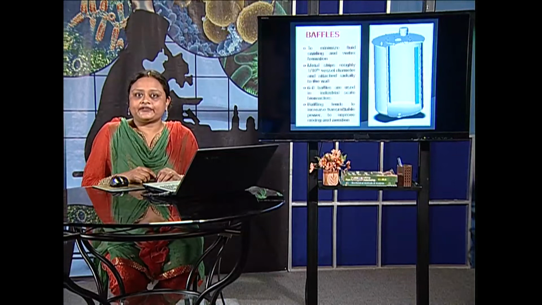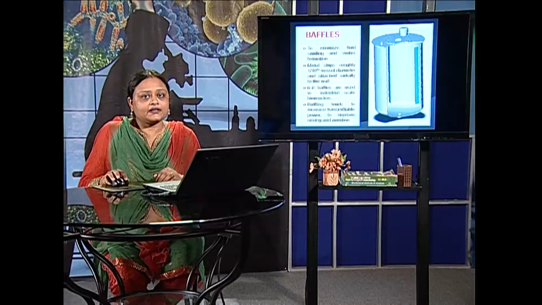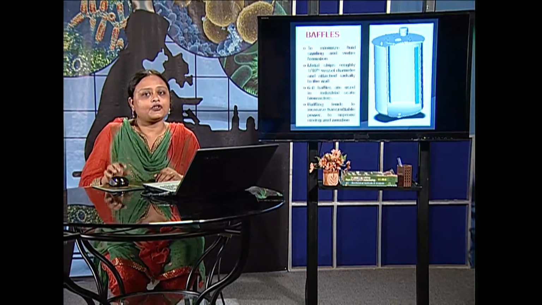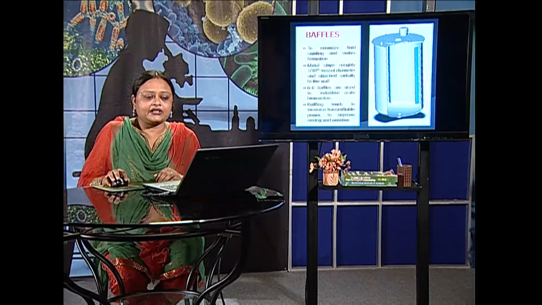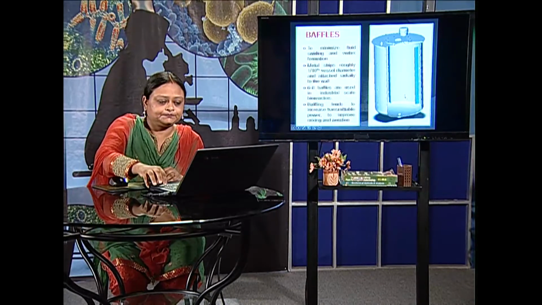Then we move on to baffles, and if you can see here, these are thin metal strips which are attached to the walls of the bioreactor. There may be 6 to 8 baffles in a cylindrical kind of bioreactor, and they are generally used to prevent vortexing. What is this vortex? If a medium is continuously agitated, then there will be the formation of a V or a vortex that can be eliminated if we are using the baffles. These generally also help in proper mixing of the contents.